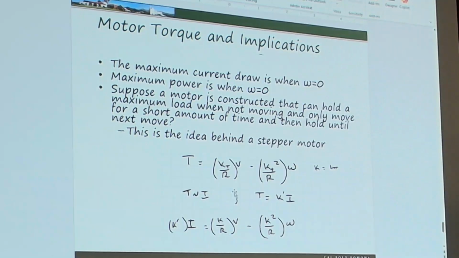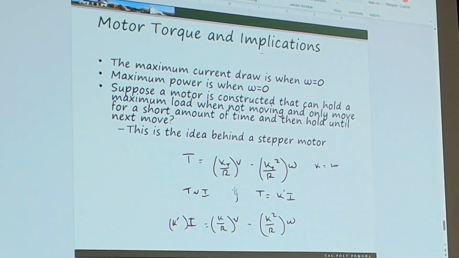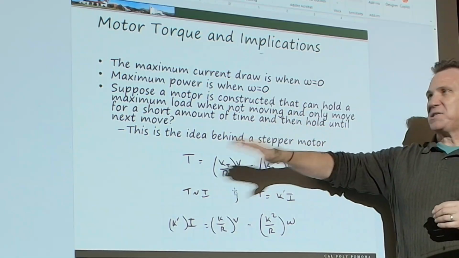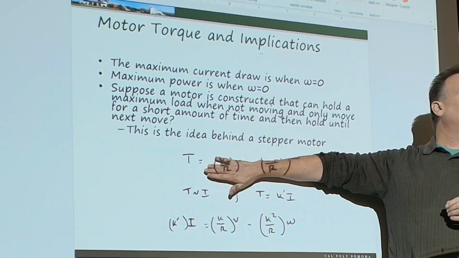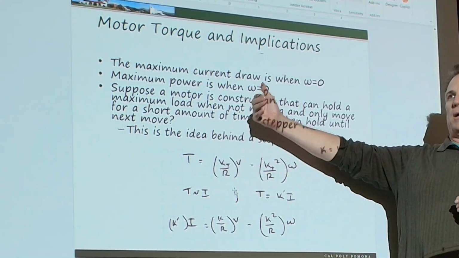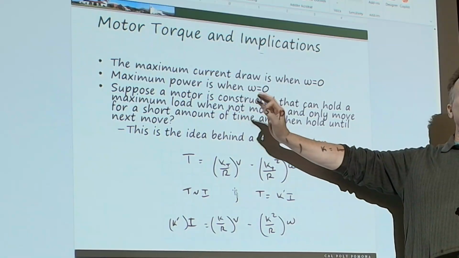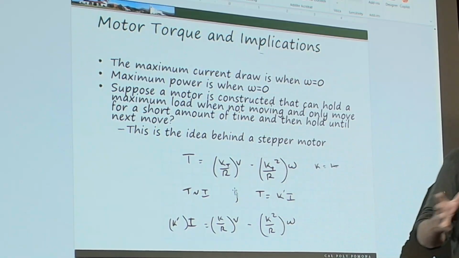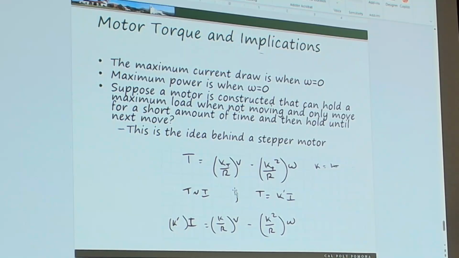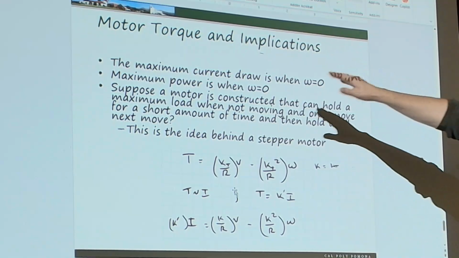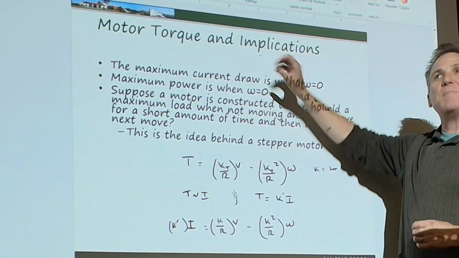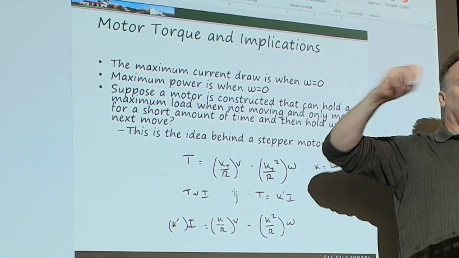We call that also a holding torque. If I can size my windings such that I can withstand that torque, that's good, right? If I can size my windings so they won't burn up, that's good. If I can design my magnetic circuit so that they don't burn up, that's good. So I find that when omega is 0, I have a maximum current draw. That's maximum torque. Agreed?